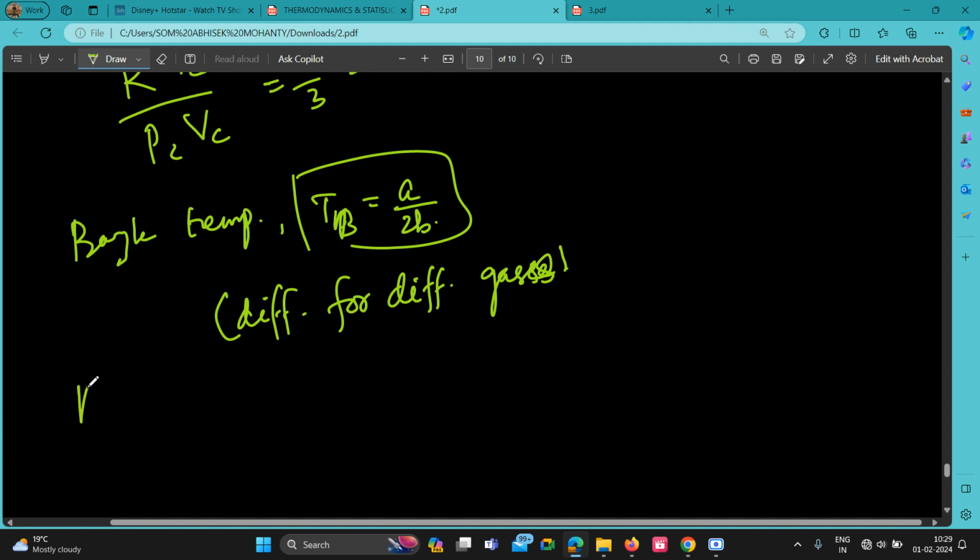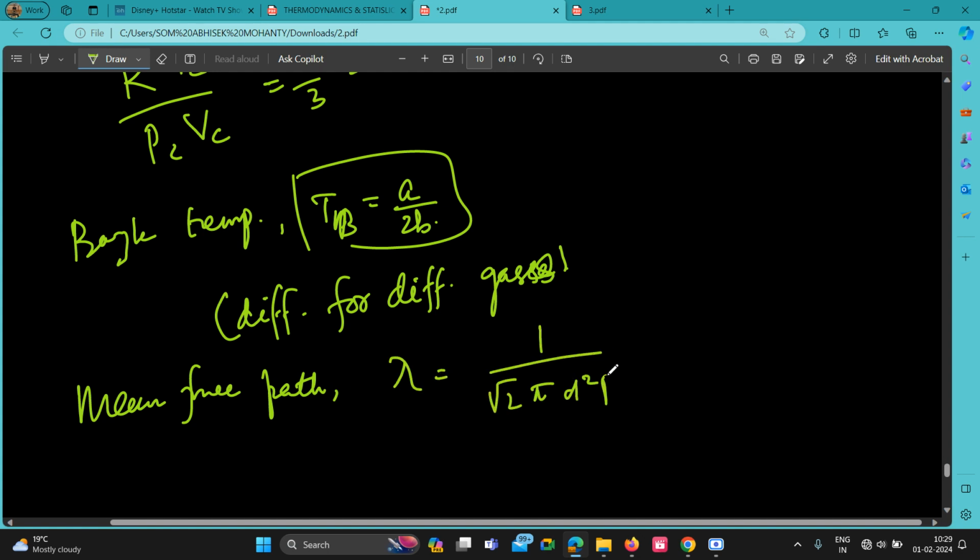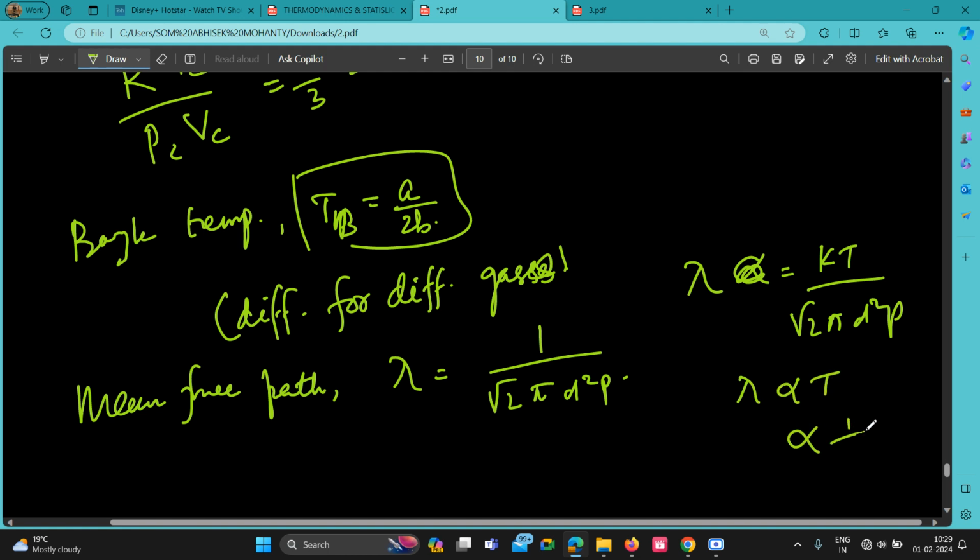Okay. Next one is mean free path. Lambda is 1 by root 2 pi n d square. So you can see lambda is directly proportional to kT. Lambda is equal to kT by root 2 pi d square P. So lambda is directly proportional to T and inversely proportional to P.